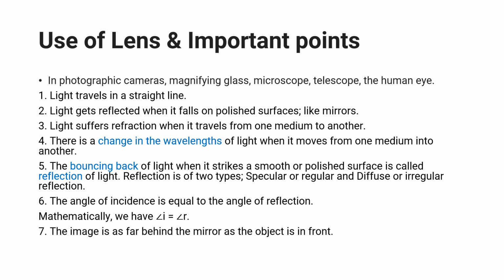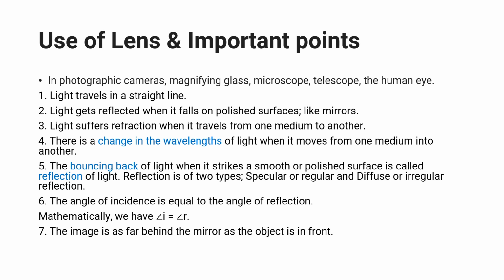Light travels in a straight line. Light gets reflected when it falls on polished surfaces like mirrors. Light suffers refraction when it travels from one medium to another. There is a change in the wavelength when light moves from one medium to another. The bouncing back of light when it strikes a smooth or polished surface is called reflection of light.